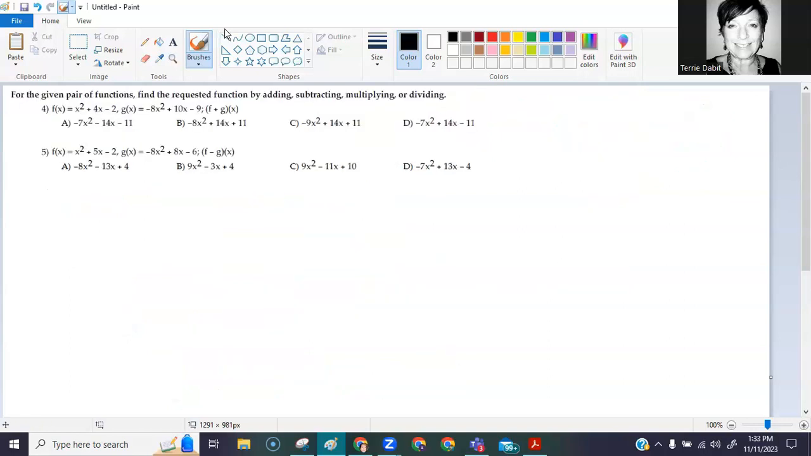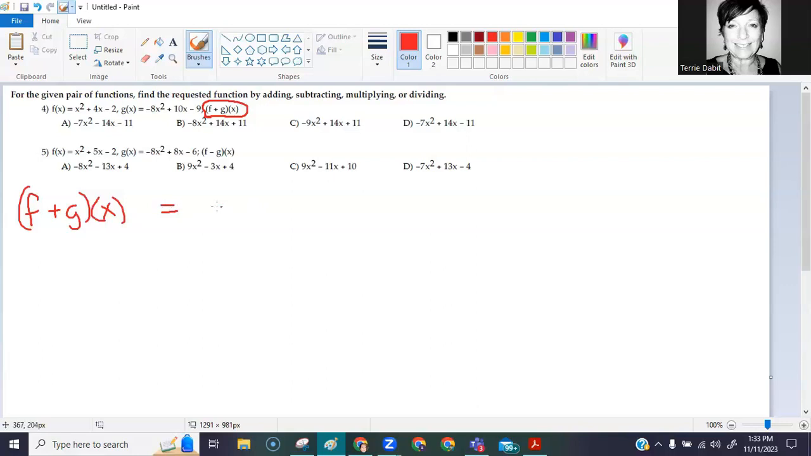For the next step, they're going to give you two functions, f of x and g of x, and they're going to request that you either add, subtract, multiply, or divide. We'll start with number 4, and number 4, you will see, is asking me to add. Right here, it says f plus g. F plus g of x means to add the two functions.